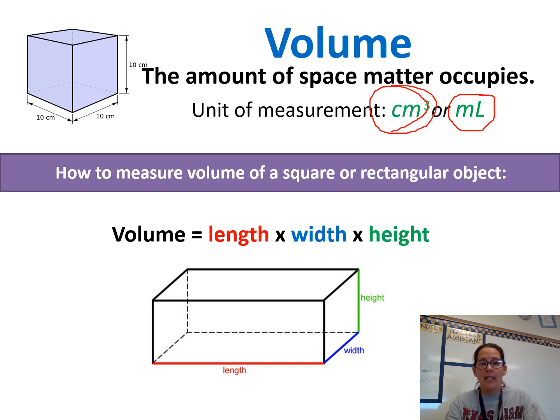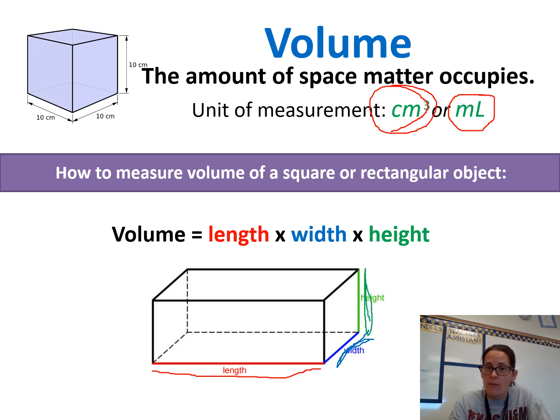So we have the length right here. We've got the width right here. And here we have the height right there. We'll give you those numbers when we need you to figure that out, and you'll just multiply them together.